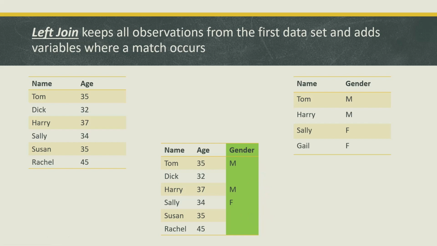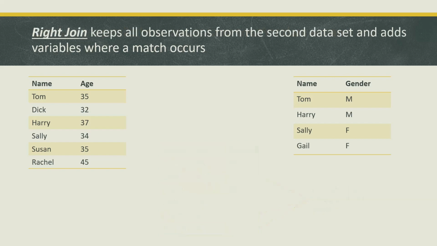Now, next we'll look at a right join, and a right join is going to keep all observations from the second data set and add variables where a match occurs. So a right join functions exactly the same as a left join does, except that the starting data set is your second one. So in this case, we'll notice the same matching variables of name, but here we're going to keep our resulting data set.